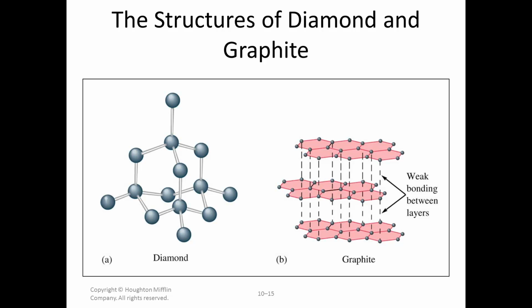Now let's compare a crystalline solid to an amorphous solid. Again, in both diamond and graphite, we only have carbon atoms. However, in diamond, we have a highly ordered array of our carbon atoms. In graphite, we don't have that long-range order. Instead, we have weak bonding between layers of ordered carbon.